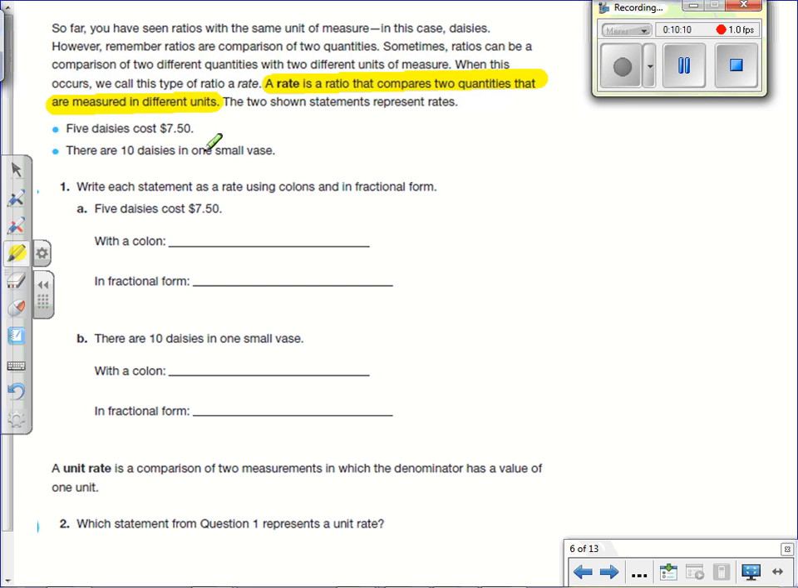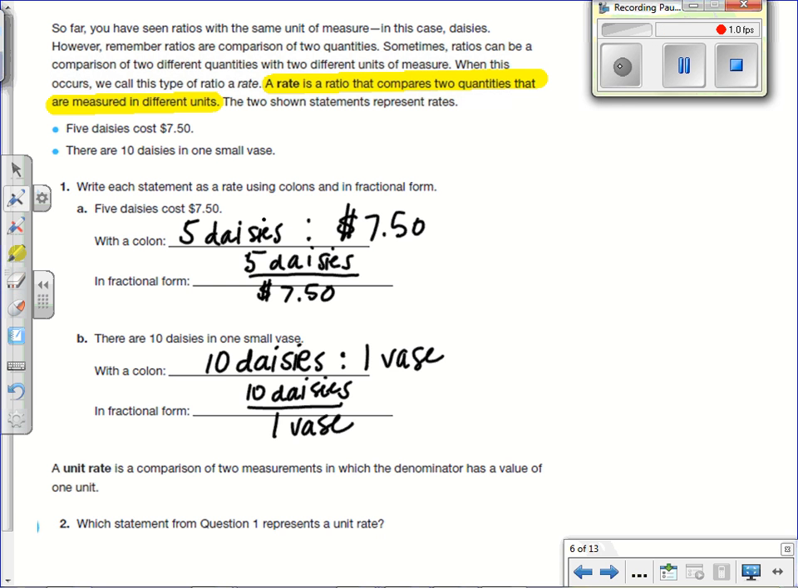Write each statement as a rate using colons and in fraction form. So hopefully this is pretty easy for you. I'm going to give you a couple of seconds to do this on your own. If you want to pause it and then restart it when you have it finished. Okay, so go ahead and check yourself. I'm sure that was fairly easy for you.